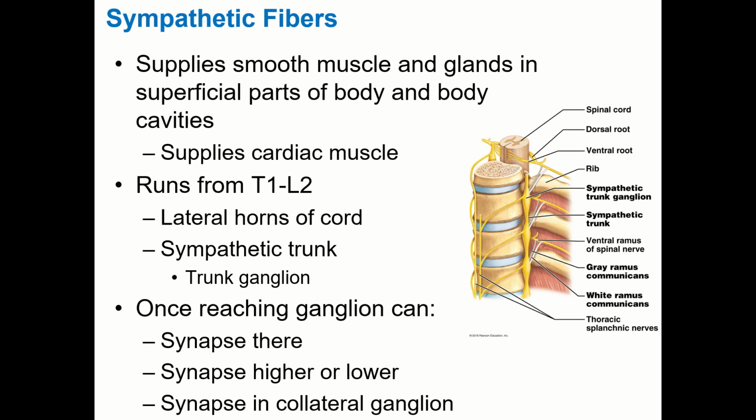Collateral ganglia are only found in the abdomen and pelvis, and they are away from the spinal cord. They don't come in pairs like this, where there would be a left one and a right one on the other side. They are kind of away from the spinal cord, and they are responsible for innervating abdominal organs, which is where we'll see the collateral ganglia come in.